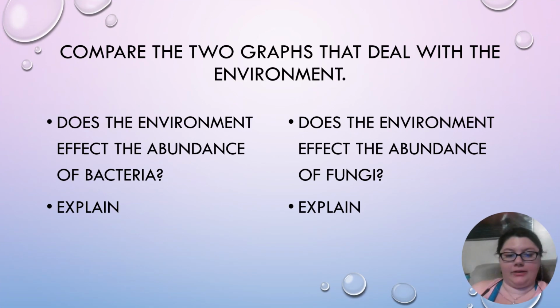Compare the 2 graphs that deal with the environment. So does the environment affect the abundance of bacteria? No, not really. If you look at that, the box and whisker plot is basically the same, just 2 different colors. Alright, but does it have an effect on the abundance of fungi? Yeah, I think it really does. When you look at the fungal box and whisker plot, the first and third quartile are especially different. So the third quartile for the outside cats is actually much higher than that for the inside cats.